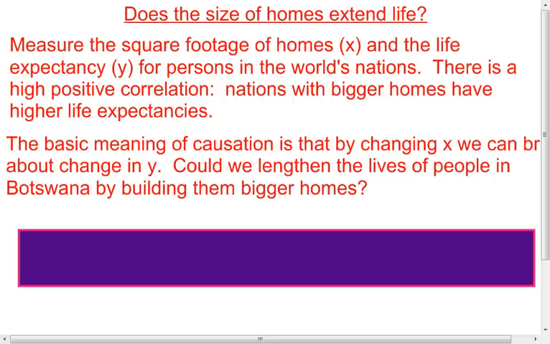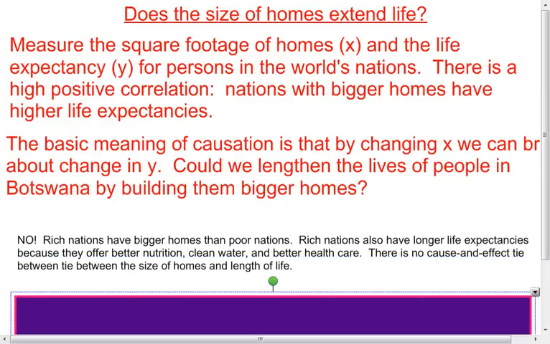So in this case, certainly the square footage of homes and their life expectancy are related to each other, but one does not cause the other. And that's the difference here that we need to think about, is what is actually the cause of the change in life expectancy, and it's not homes in this case. Okay?